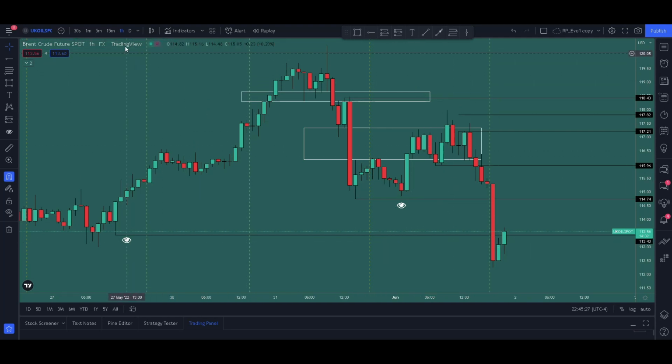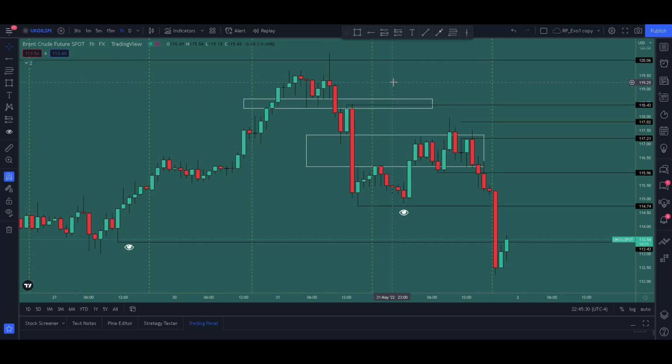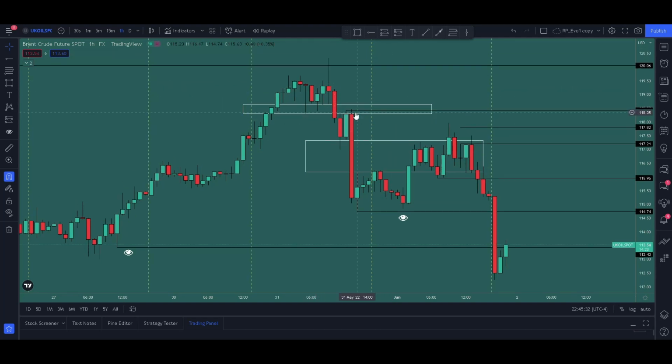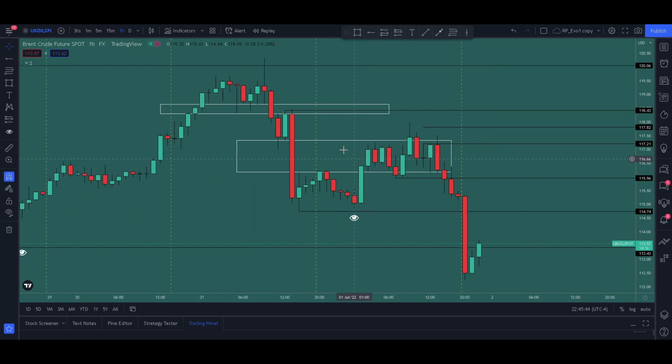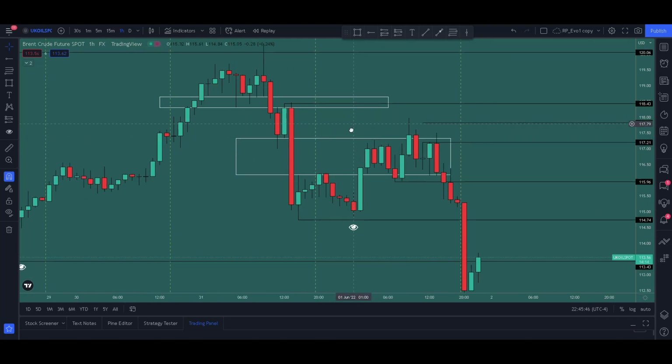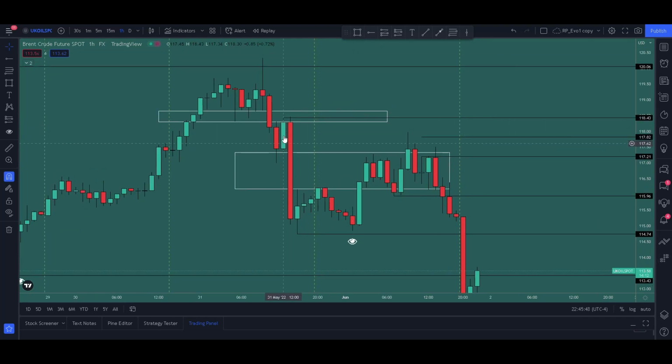So anyway, this was just me showing you that this was actually a nice ICT YouTube model after price took out the high, which is essentially your premium array, right? So high probability of price going lower. So let's go to the, okay, while we're here, this was your order block on the 1 hour chart.